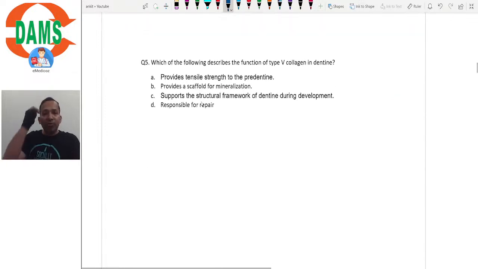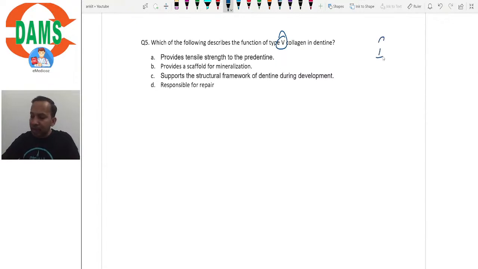Next question: which of the following describes the function of type 5 collagen in dentine? Now we know that there are type 1, type 3 and type 5 collagen fibers which are primarily present in the organic matrix of dentine. So what is the function of type 5 collagen? Option A, it provides tensile strength to the predentine. Option B, it provides scaffold for mineralization. Option C says it supports the structural framework of dentine during development, and option D says it is responsible for repair. So what would be the correct answer?